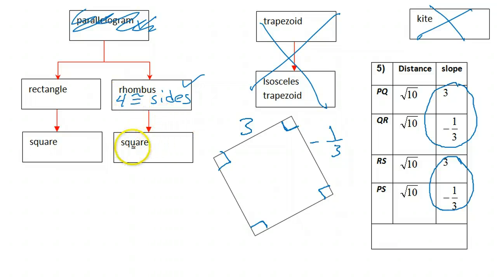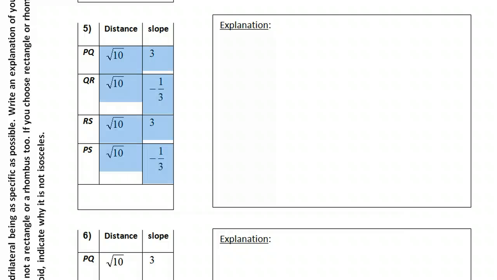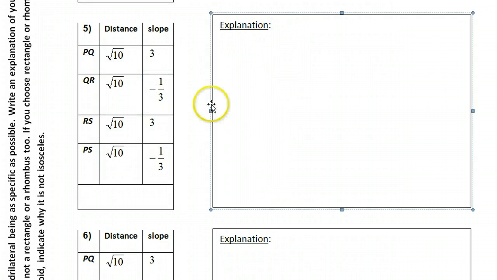So that means this is a square. So once we realize that it's a square, then we can forget about rhombus, and we're just going to classify it as a square. Okay, so coming back to the answer page here, we're going to classify it as a square.